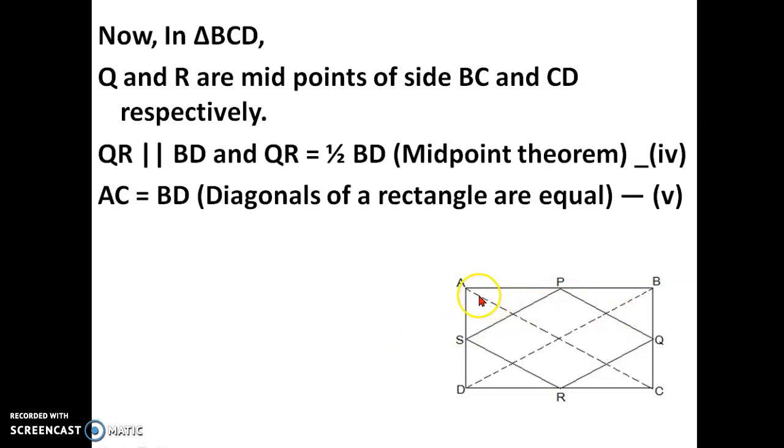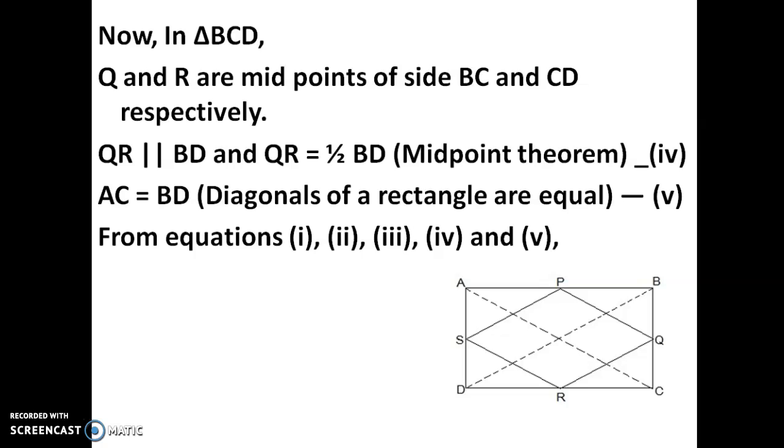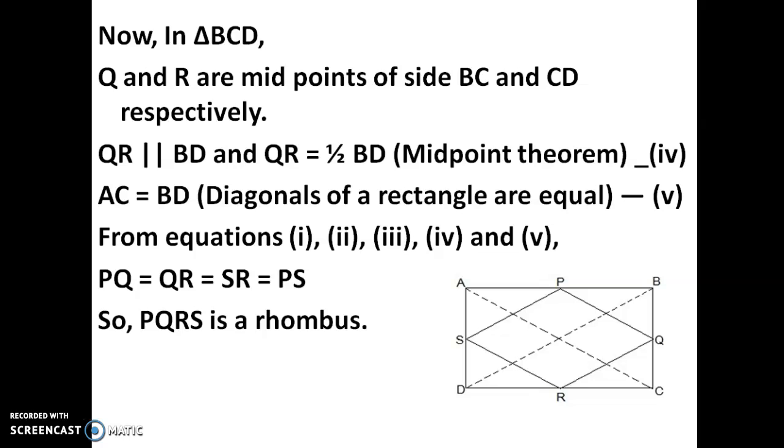In the question itself it is given ABCD is a rectangle, and in a rectangle the diagonals are of equal length. That's why we can say that AC is equal to BD. So here, instead of BD we can take AC also. That means from equations 1, 2, 3 and 4, we get 5. All these equations together, we can say that PQ is equal to QR, QR is equal to SR, equal to PS. All these sides are equal. So that means PQRS is a rhombus.